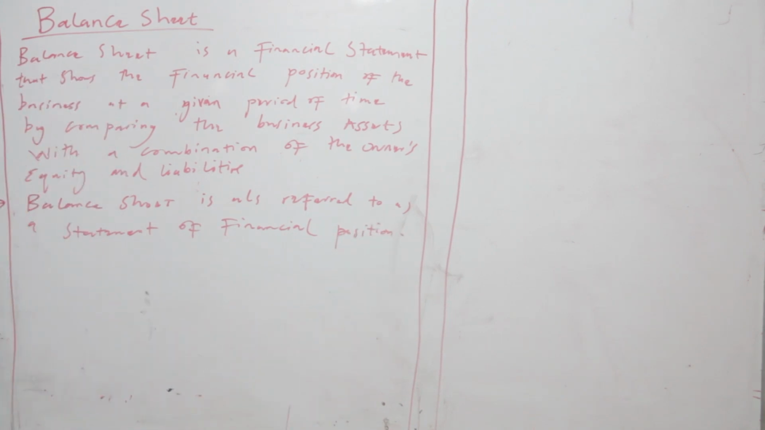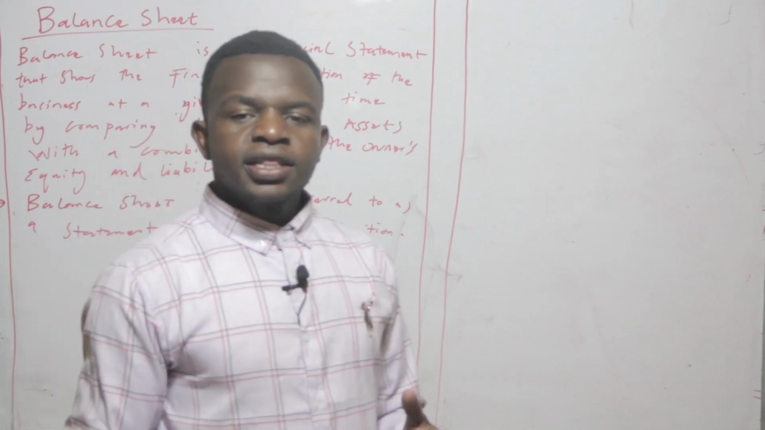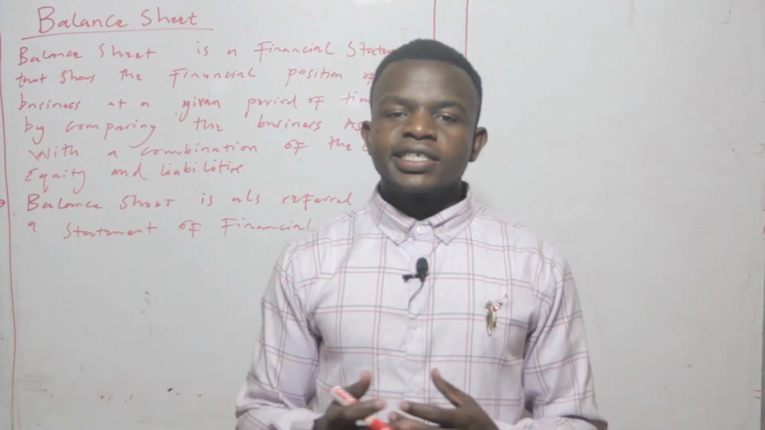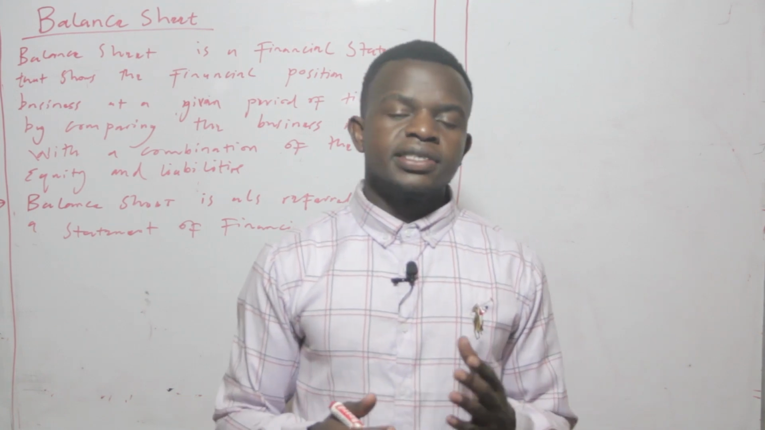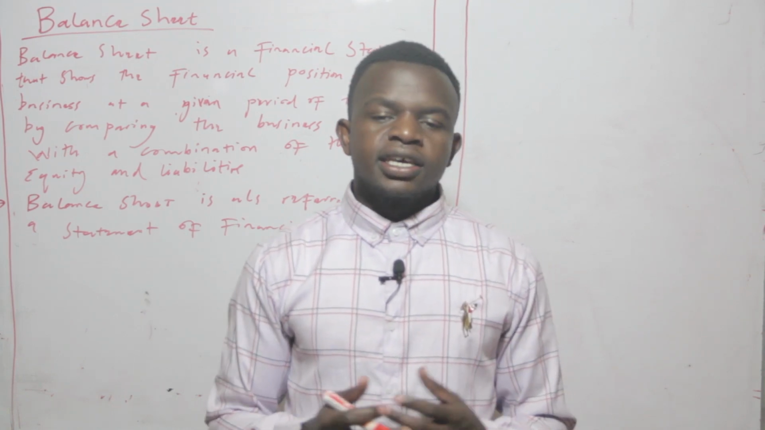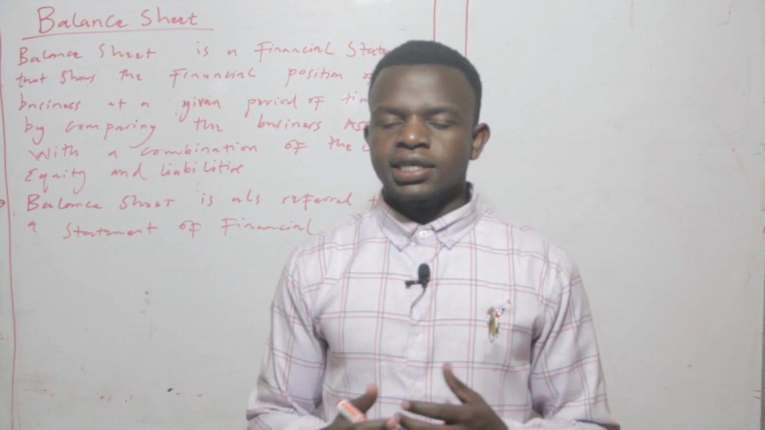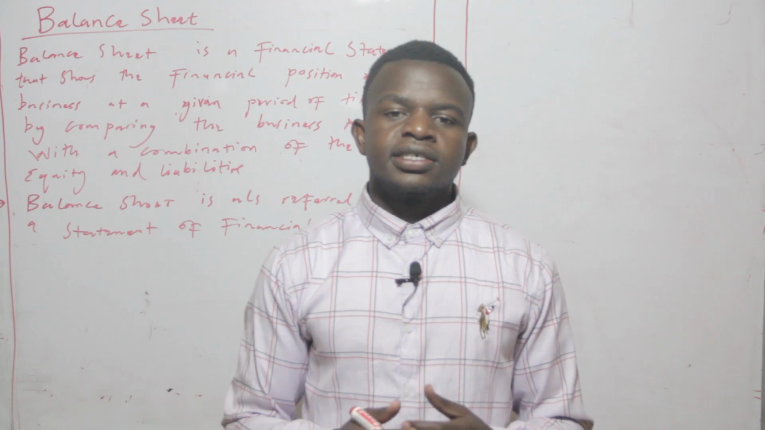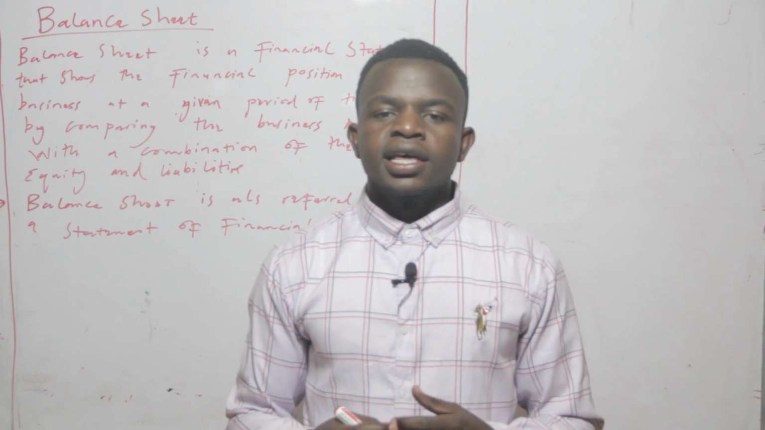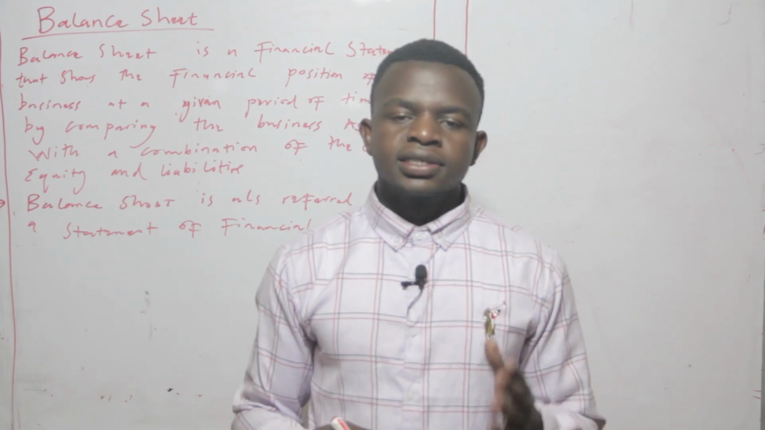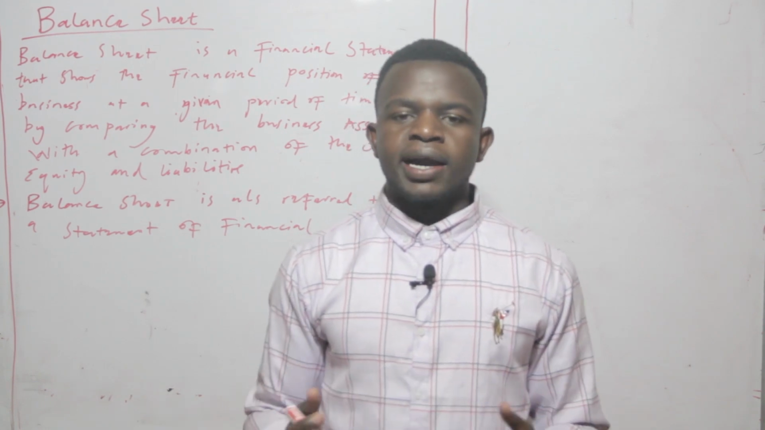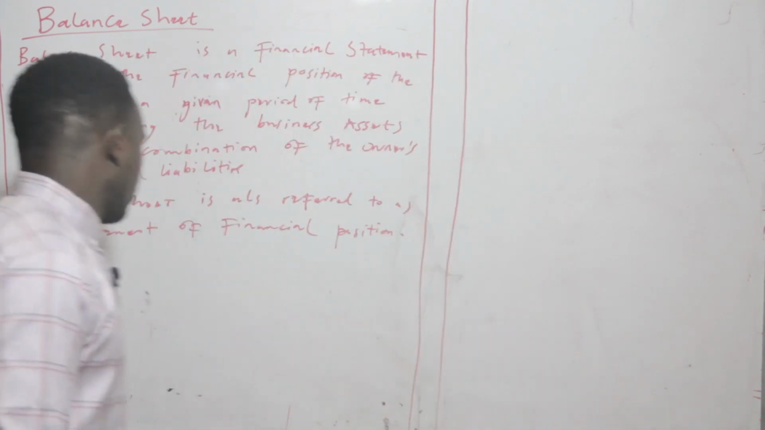And we have said that when the business assets are greater than a combination of the owner's equity and liabilities, that means that the business is having a good financial position, and that means that the business can use its assets to pay back debt. Then the other instance, when the combination of the owner's equity and liabilities are greater than the business assets, that means that business is having a bad financial position, and that means that business cannot use its assets to pay back debts. So let us write down those points.